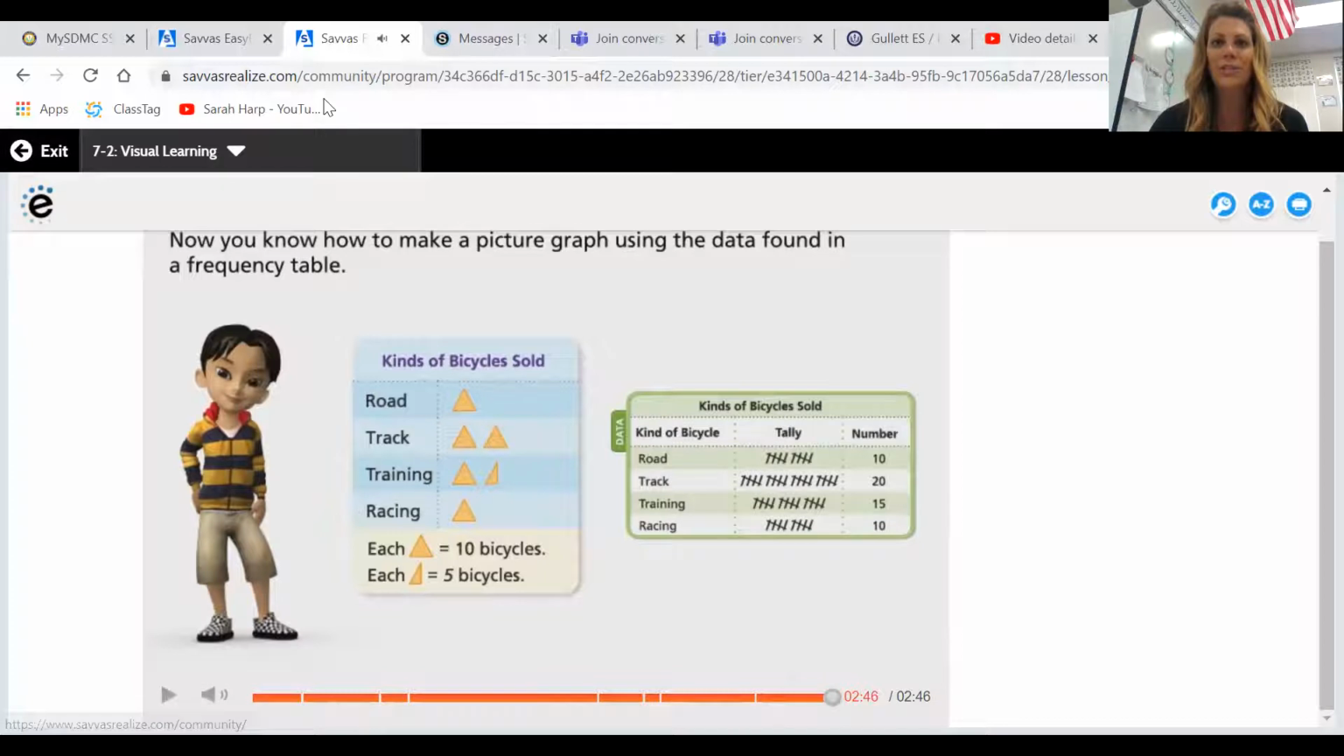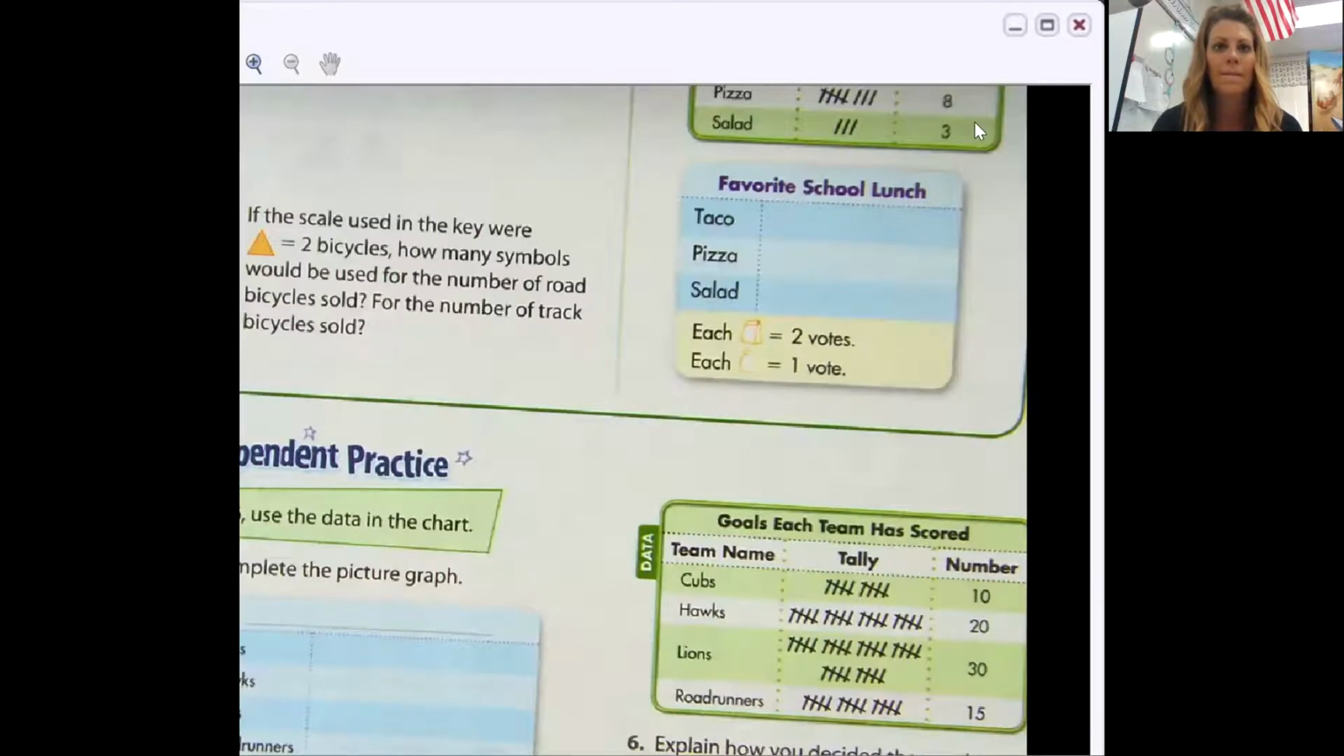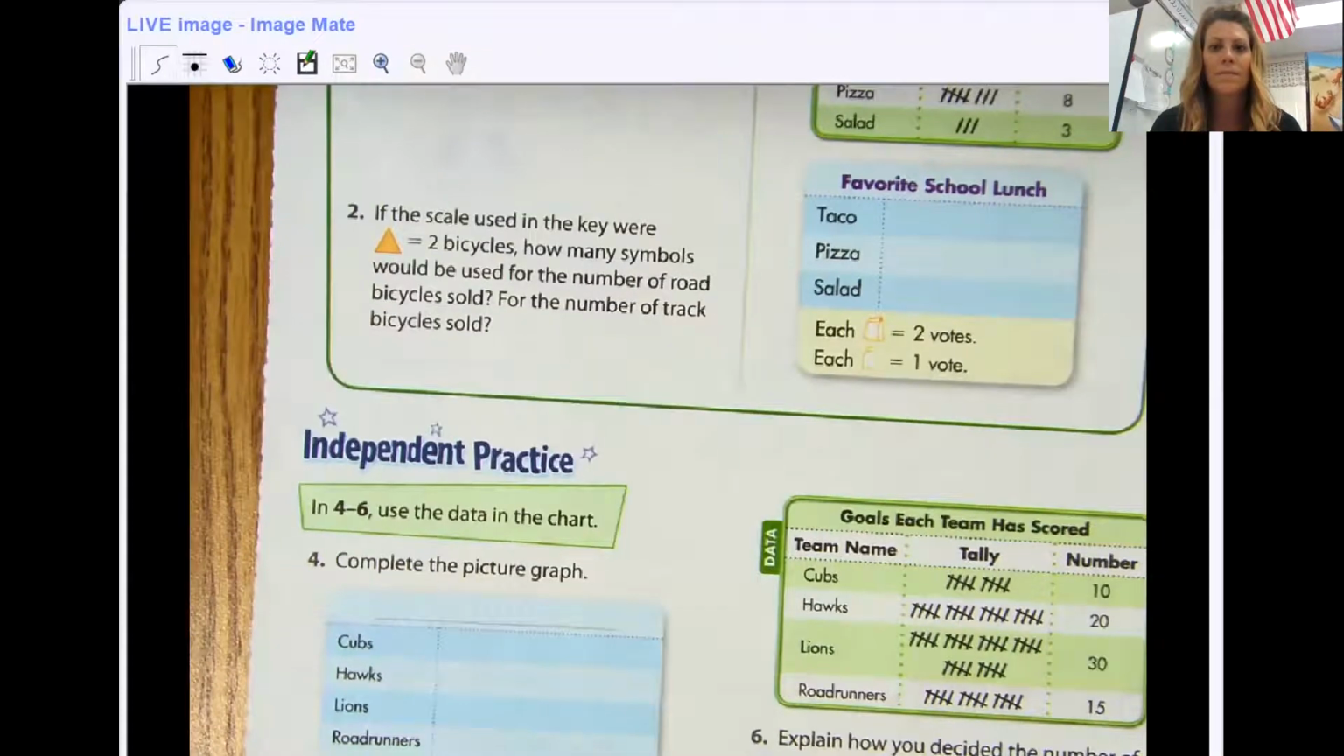All right, so let's go ahead and get our volume 1 math notebooks. And I'm going to share my screen with you. And it always takes me 2 times. Make it nice and big for you. Hello again.